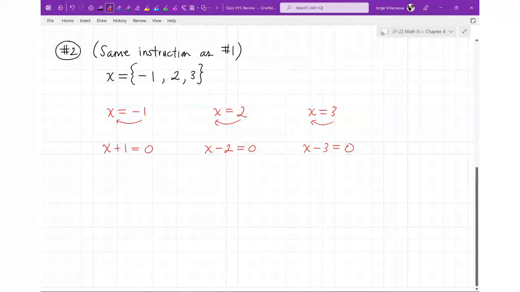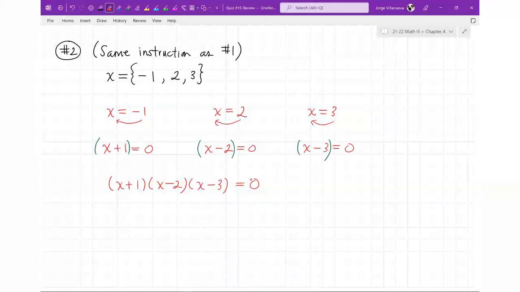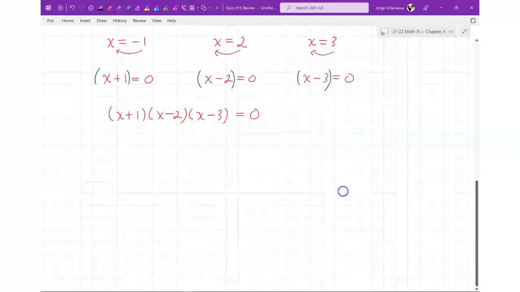And remember, what I want to do with this, I'm going to put them in parentheses, and I want to multiply them all out, okay? So I got x plus 1, x minus 2, x minus 3 equals 0. Now this is, I guess you could say, the hard part for some people, because this multiplication is going to get a little lengthy, but it's not terrible. So let me go ahead and do that with you guys here.